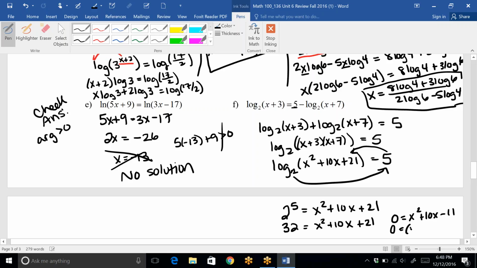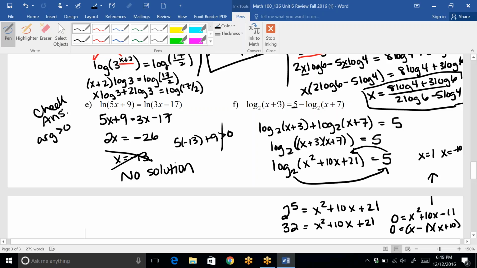That factors into an x minus 10 and, or excuse me, 11. Wait, hang on, let me stop myself. I'm going too fast. It'll be an x minus 1 and an x plus 11 because we have to add to 10 but multiply to negative 11. So minus 1, positive 10. When you solve that, your two possible solutions are x equals 1 and x equals negative 10. So you need to go back and check them.